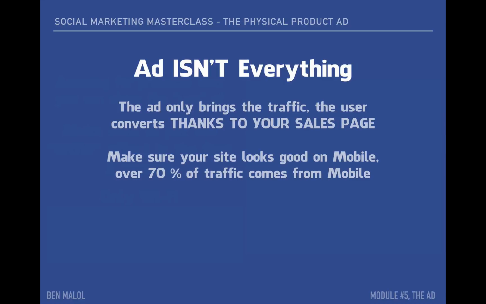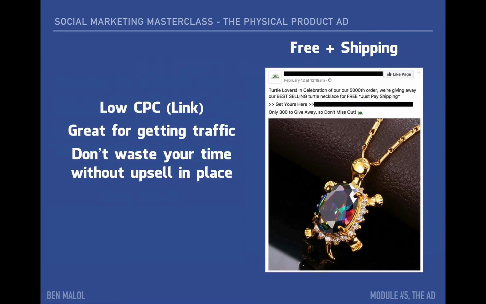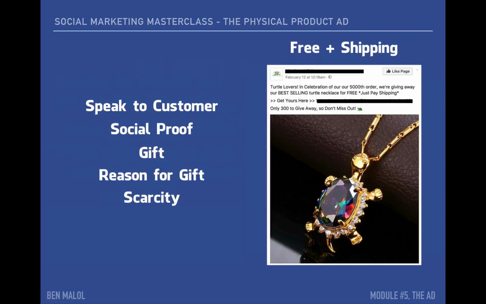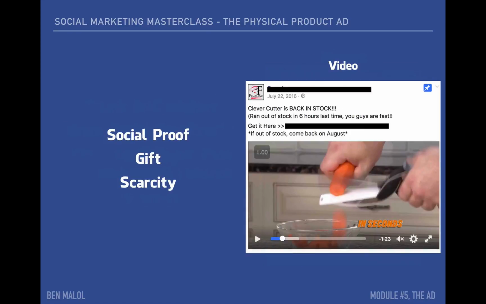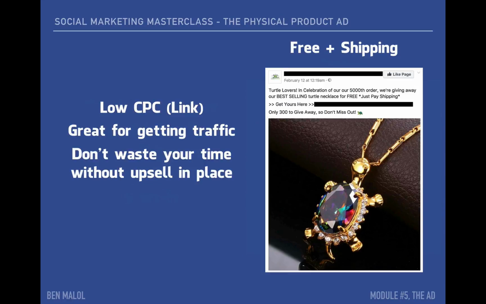Anyway, that's basically it for the physical product ad. There's not too much that you need to know, because the thing about a physical product ad is that it's really simple. What's important is that you have the rules, right? You have the same fundamentals. You're speaking to the customer, you're showing the social proof, you're giving a gift, you're giving a reason for the gift, and the gift can be 20% off, 50% off. It can be a free plus shipping. Doesn't matter. You have the scarcity, and then it's all about really having your sales page looking good and scaling from there.